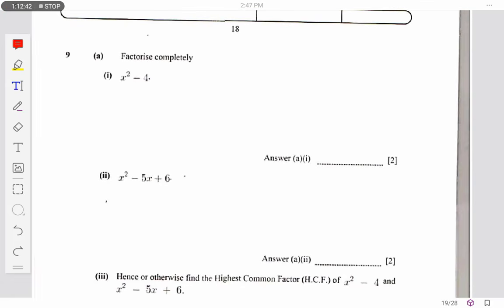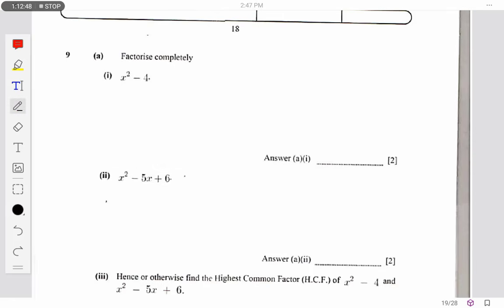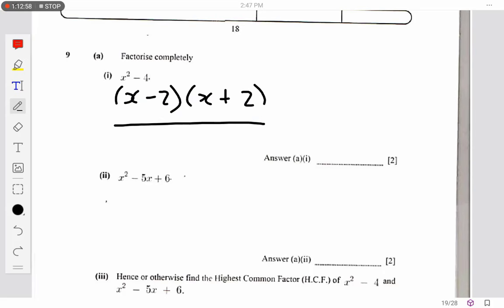Number 9 is saying factorize completely. So you must factorize completely. Basically this is a perfect square, so I can say x minus 2 and x plus 2. This is the factorization.